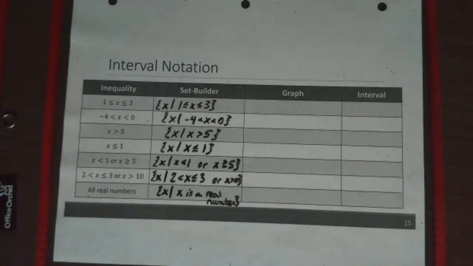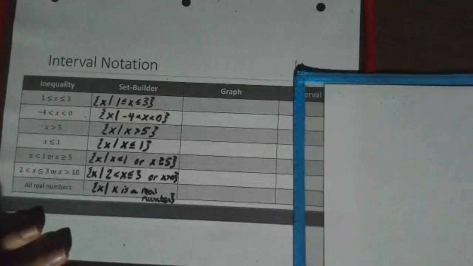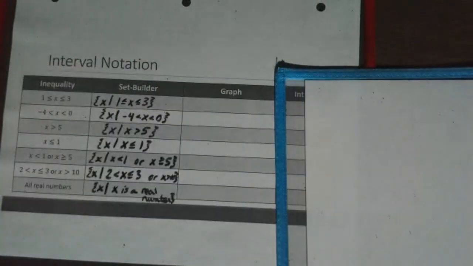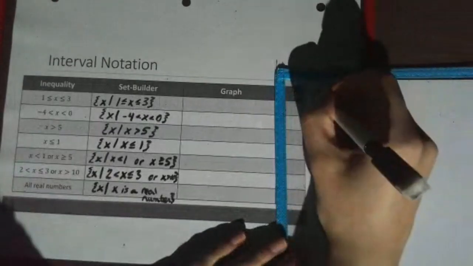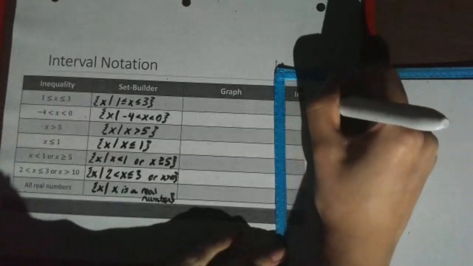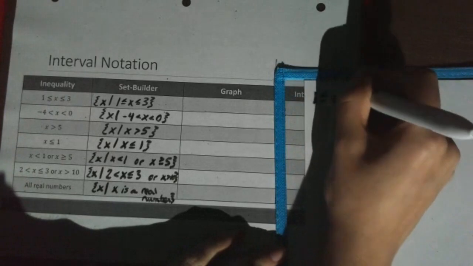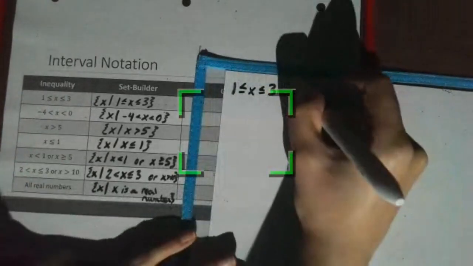Now we're going to look at graphs. The space I have for graphs is not very big, so I'm going to use a separate sheet of paper. So first up, let's use a different marker. We have 1 is less than or equal to x, which is less than or equal to 3. So what I'm going to do is create a number line.